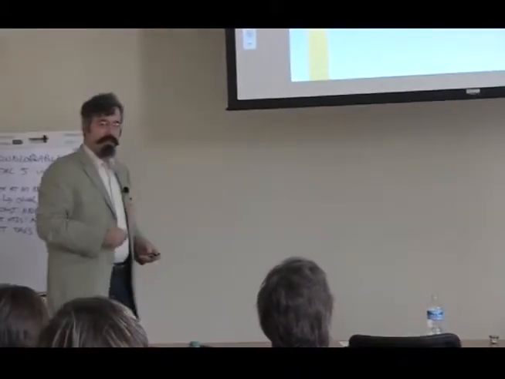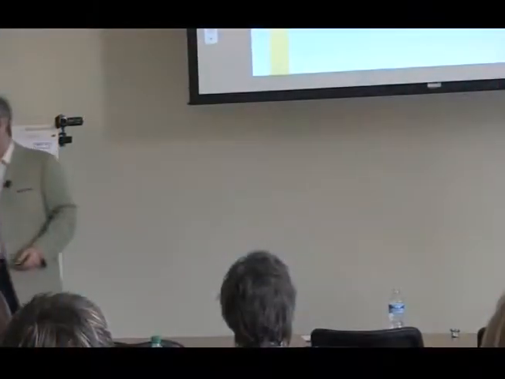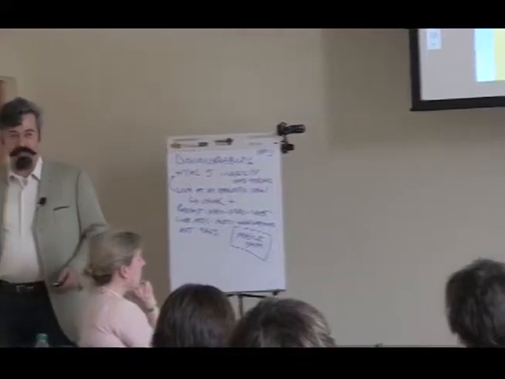Last November, just about this time last year, I had a chance to talk with Sam Johnston. She's a research scientist at CAST, the Center for Applied Special Technology in Boston. They're the folks who actually came up with Universal Design for Learning.